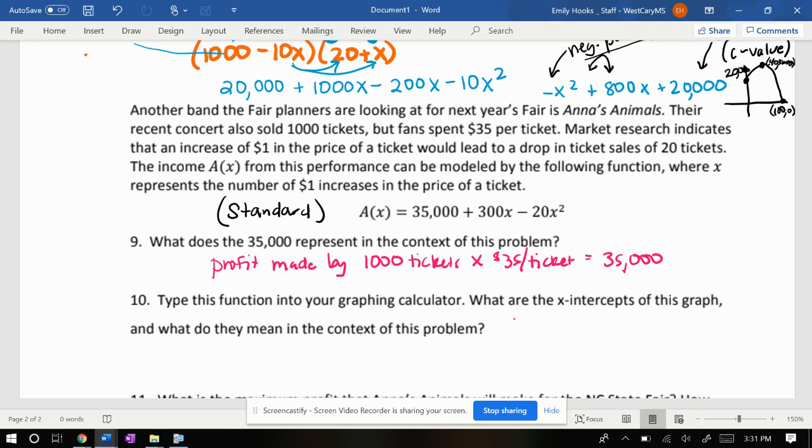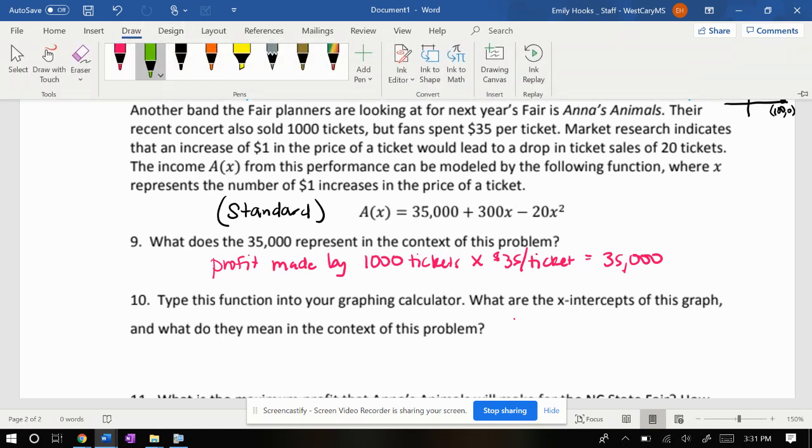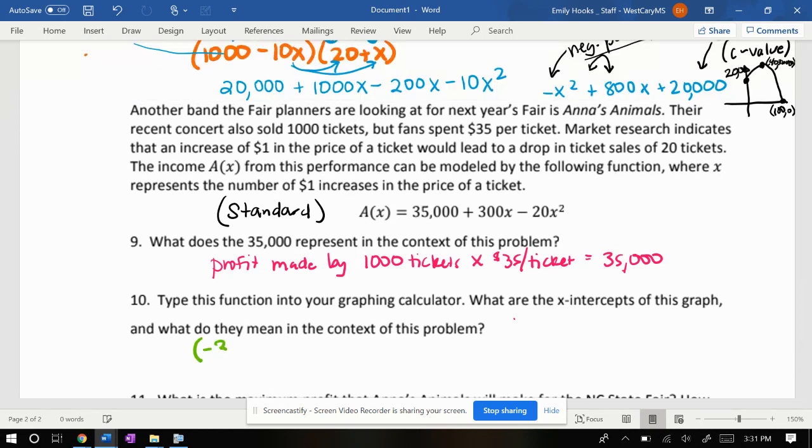What are the x-intercepts? So the two x-intercepts that we found were negative 35, 0, and 50 and 0. And what do those mean in the context of the problem? So again, this is not the real one. This is if you were to decrease to negative $35.